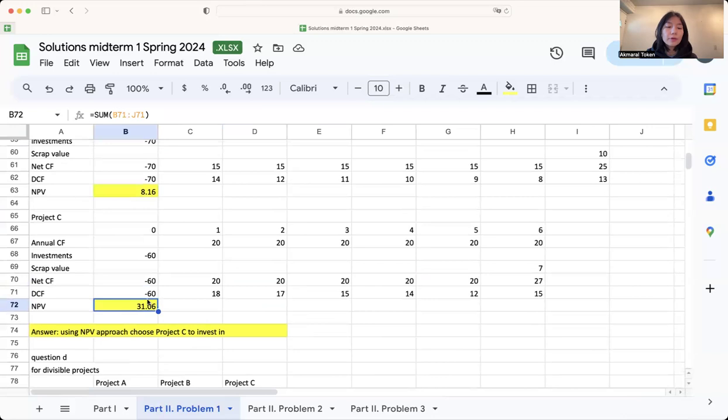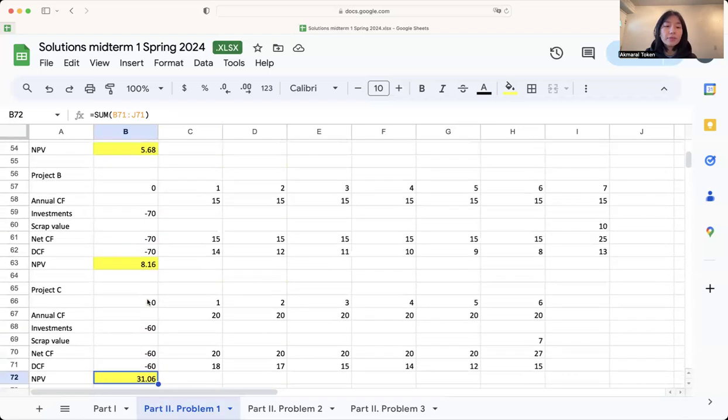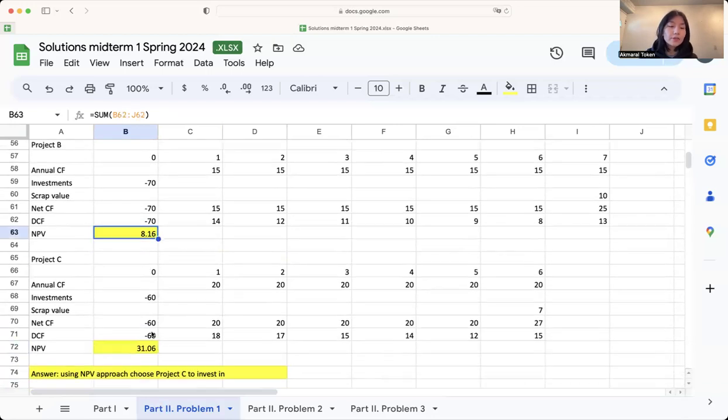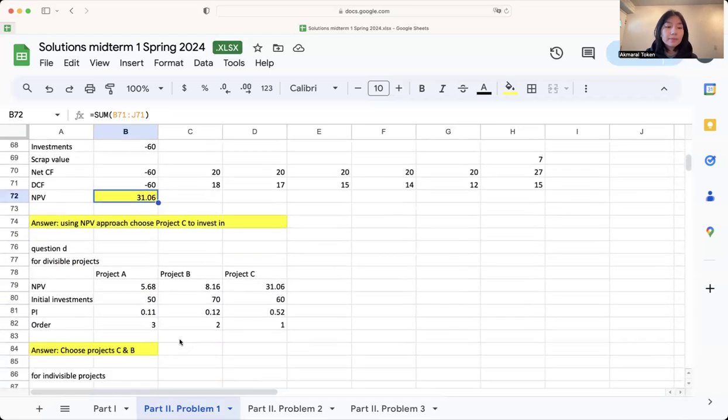So using the NPV approach, if these projects are mutually exclusive, meaning that if you undertake one of them, you cannot undertake the second or the third one, you have to find the project with the highest NPV. So the first one gives us $6, the second project gives us $8, and the third project gives us $31, which means that the favorable project would be project C.